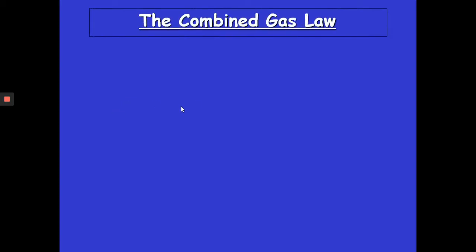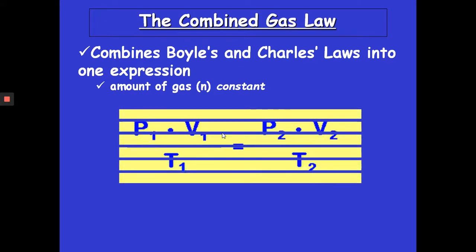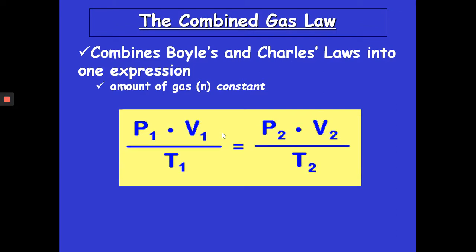Today, I'm going to cover Avogadro's law and also combined gas law. To start with, we're going to cover the combined gas law. Combined gas law is basically a combination of Boyle's and Charles' law into one expression. To make this work, we will have to keep the amount of gas constant, and mathematically, this is equivalent to P1 times V1 over T1. That's equivalent to P2 times V2 over T2.